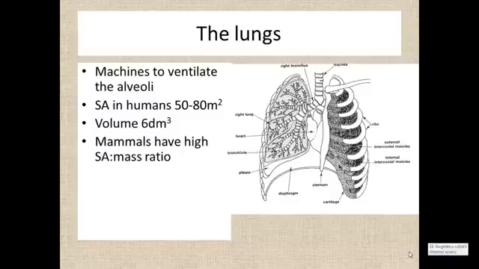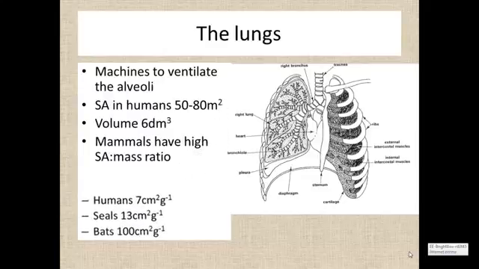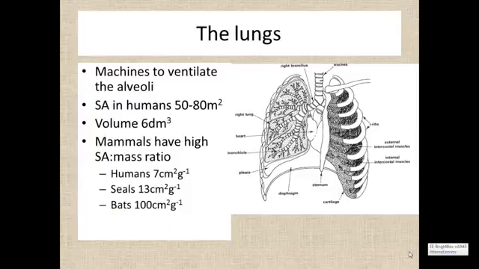Now, mammals do have high surface area to volume ratios. I've called it surface area to mass ratio here. Of course, mass and volume are pretty much equivalent in organisms with a density of just under 1 gram per cm cubed. Let's have a look at some of them. So humans, for every gram of our body, we have 7 centimeters squared of lung, which sounds pretty big to me. Seals, nearly twice that, 13 centimeters squared per gram of their tissue.